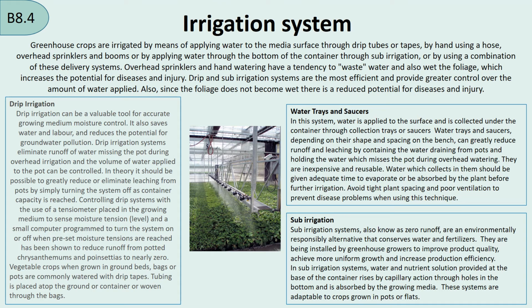So farmers will tend to use one of these three methods in watering their plants, just to give the maximum, most efficient system of doing it. So the first one we're going to talk about is drip irrigation. And as the name suggests, it's just dripping.